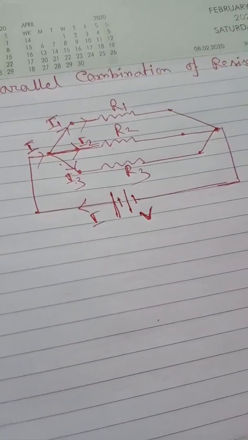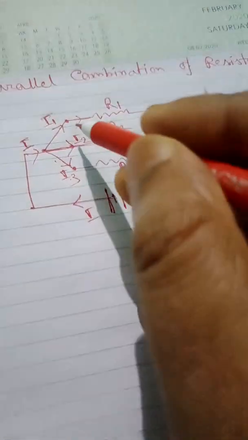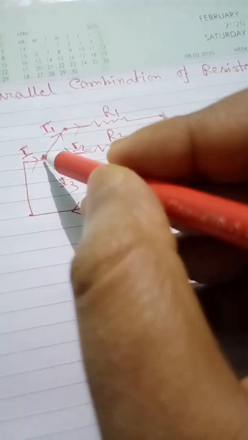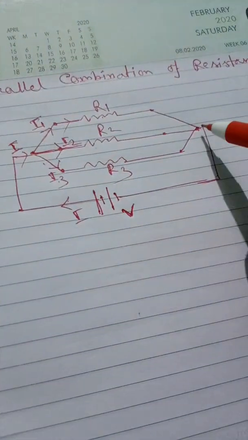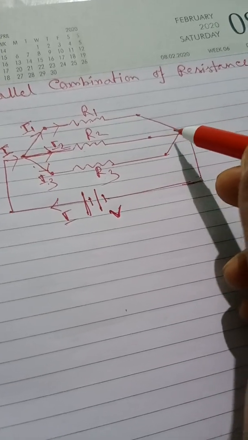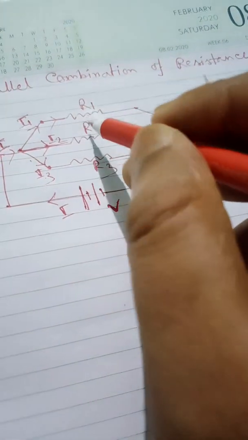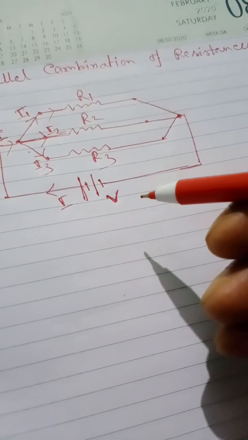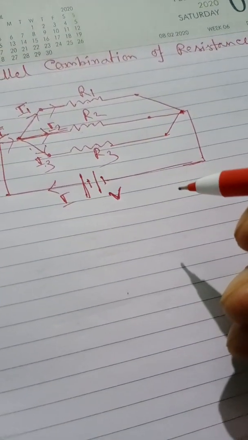Now if you apply Ohm's law here, but one thing: all the starting points and the ending points of the three resistors are the same. This is the starting point of R1, R2, R3. This is the ending point of R1, R2, R3. So as the starting point and ending point of all these three resistors are the same, that means the same potential difference is given to all these three resistors.